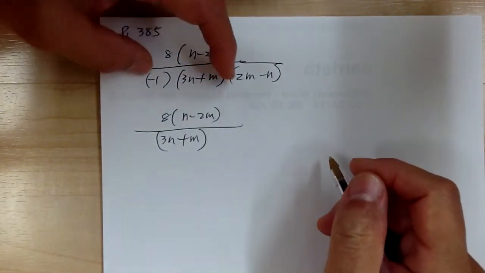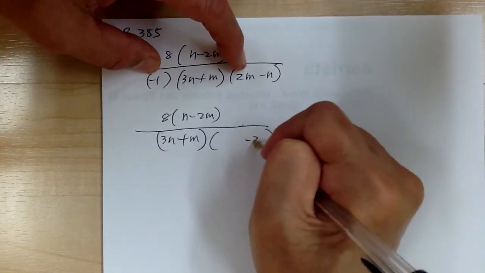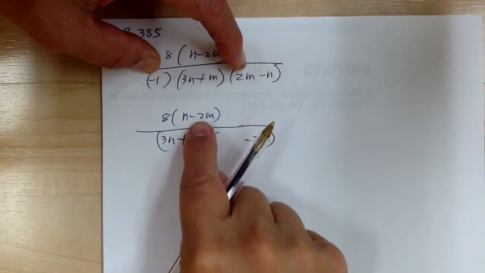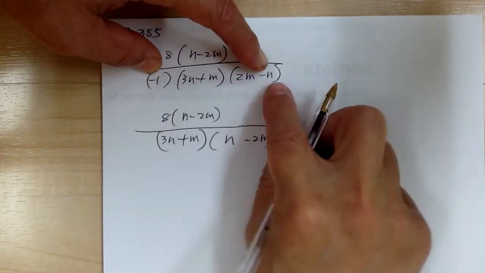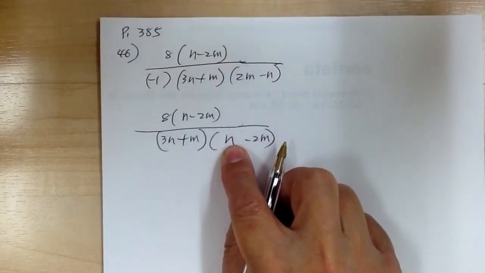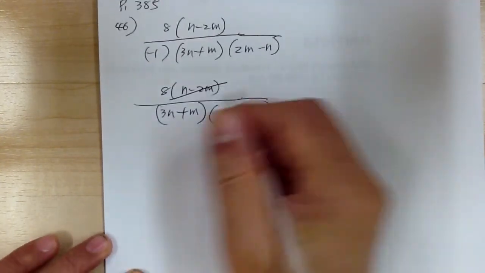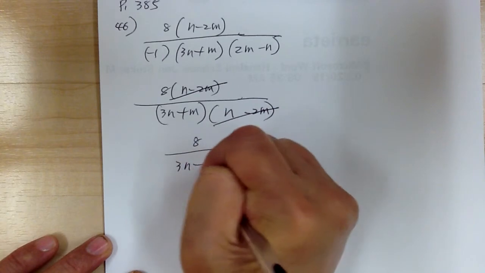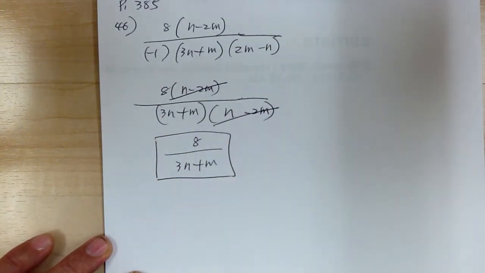I'm going to multiply these. Negative 1 times 2m is minus 2m, and the reason I put it back is because I'm trying to match that. And this one I would get n, right? Negative 1 times n gives you positive n. So now I have the same group, so I can cancel it out. So I get 8 over 3n plus m. Once you're done with everything, then you can drop the parentheses because there's nothing else.